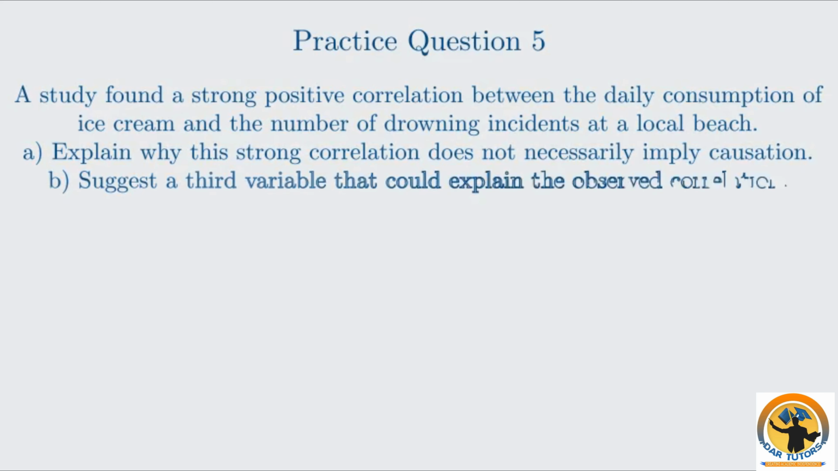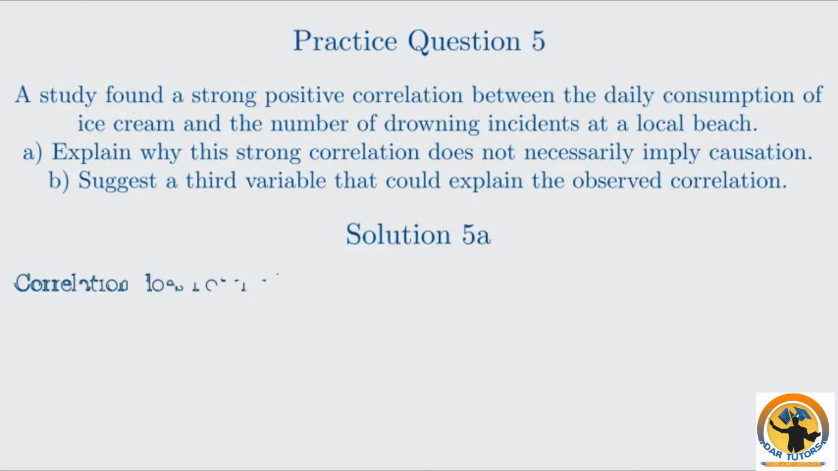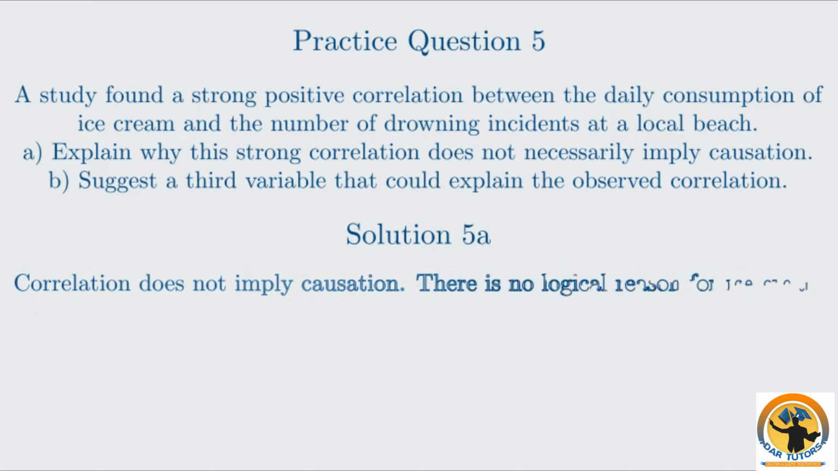Our final question is about causality and confounding variables. Pause and consider this classic example. Let's discuss the solution. Part A is a direct test of your understanding of the correlation versus causation principle.